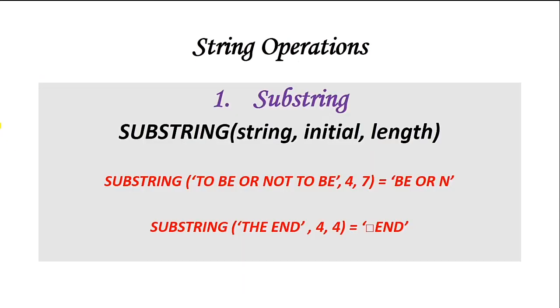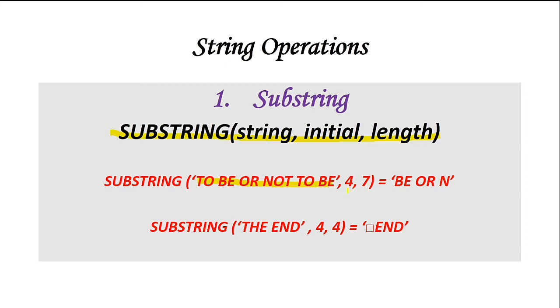Now, what are the different string operations? We are going to study some main string operations here. The first operation is substring. This is the syntax for substring: string, initial and length. For example, let us consider this string given: to be or not to be. I will specify initial as 4 and length as 7.